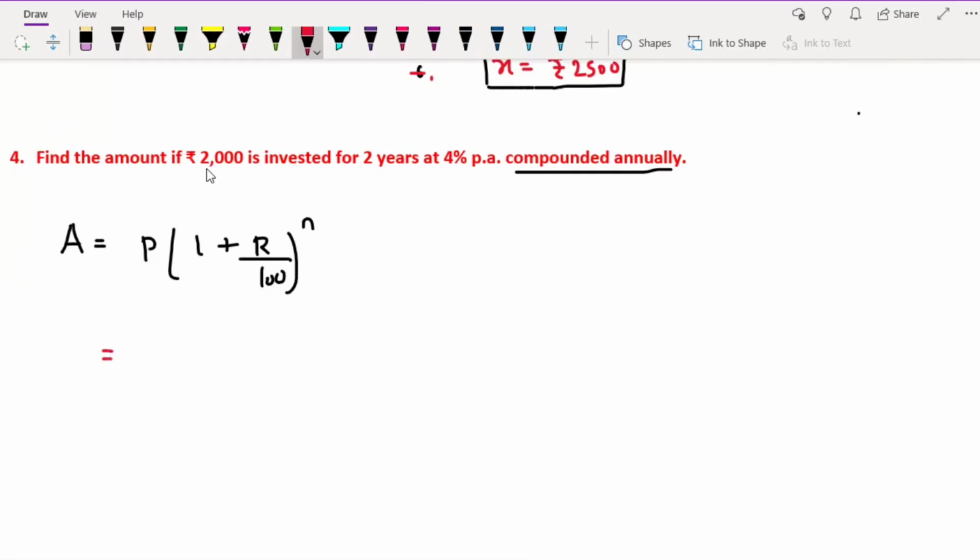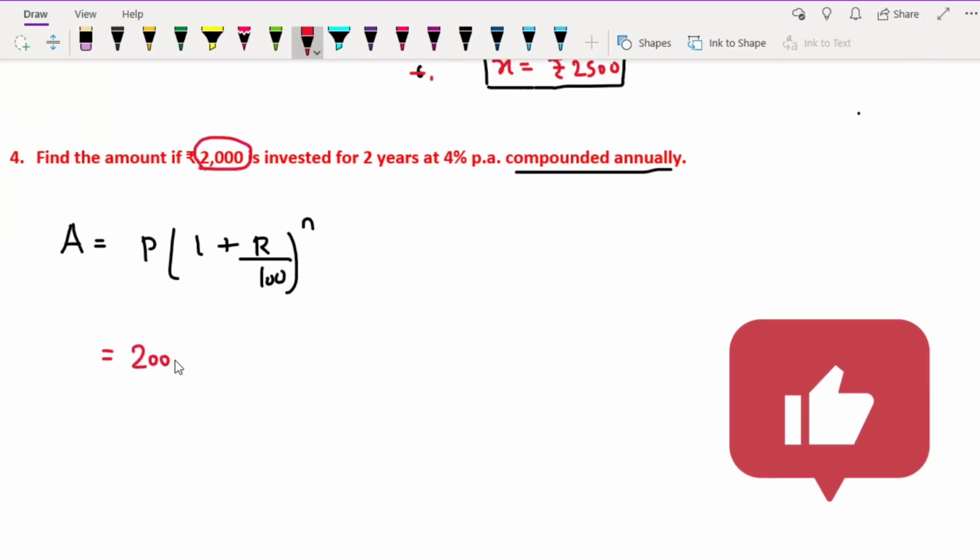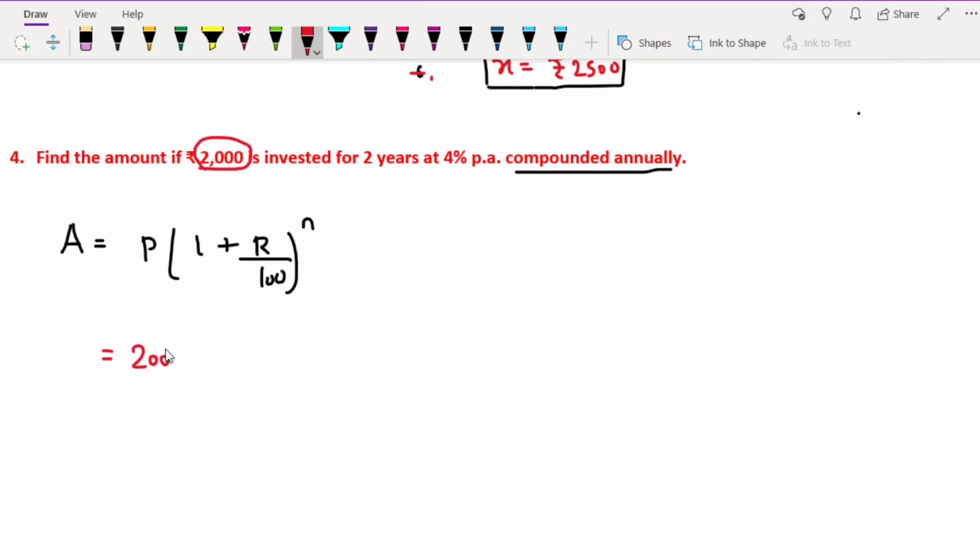Okay, here they give rupees 2,000, that is our principal. Sorry, I did not write the data first. We have to begin with the data. Okay, I started with the formula, that's okay. Let us substitute and get the value. So principal is 2000, of 1 plus R, where R stands for rate of interest, and that is 4%. So 4 divided by 100 whole to the power of n. n is nothing but the number of years, or as you can say, time. How much did they give you? 2 years.